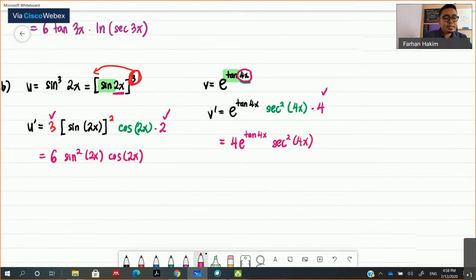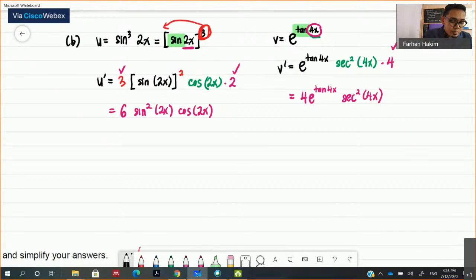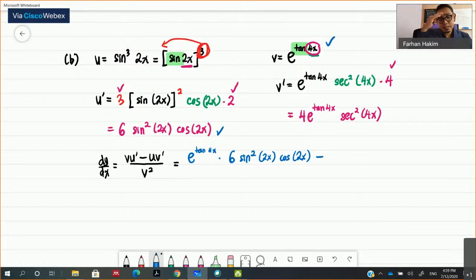All right. So since it is u over v, which is quotient rule, we have to use the formula for quotient rule, which is given by dy over dx equals vu prime minus uv prime over v square. So in this case, put into the formula, vu prime, meaning to say that you have to multiply this part, this and this, right? So e to the power of tangent 4x multiply with the 6 sine square of 2x cos of 2x. And then we have to minus the u multiply with v prime. So u is here and v prime is here. So sine to the power of 3 of 2x multiply with the 4 e to the power of tangent 4x secant square of 4x.